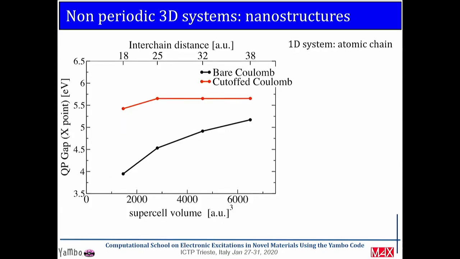Okay, here is an example. This is a 1D system. This is an atomic chain. Here you have the interchain distance. Here is the supercell volume.